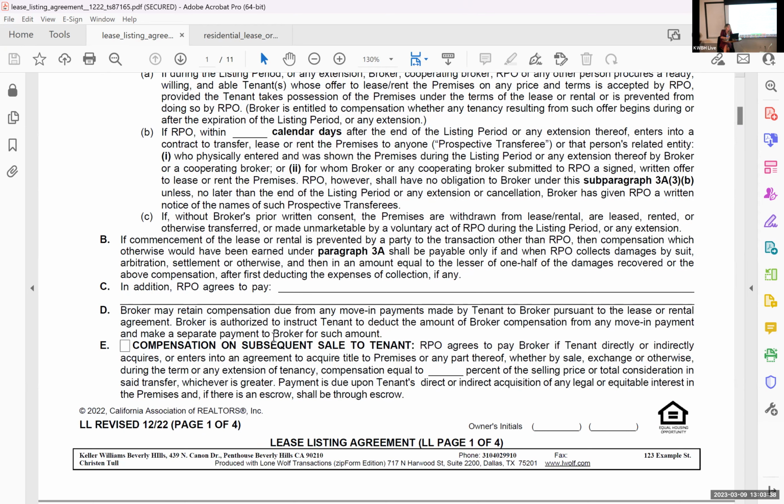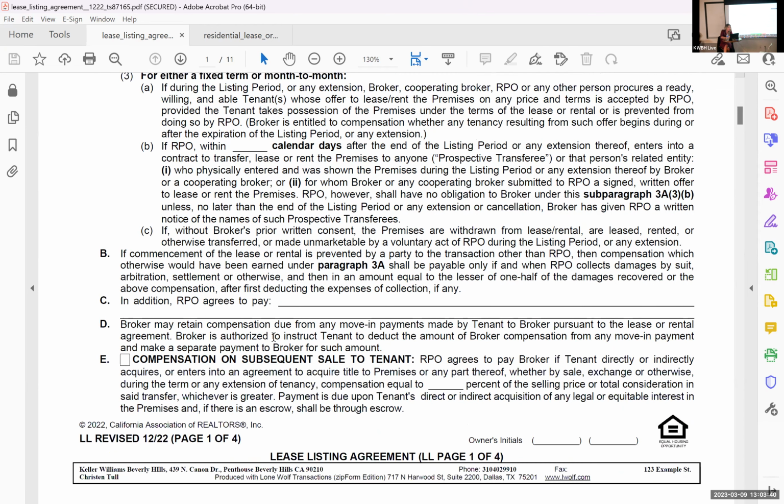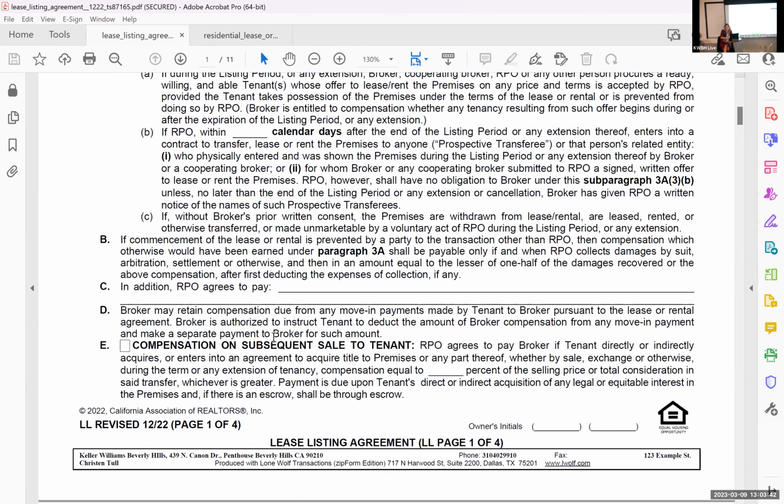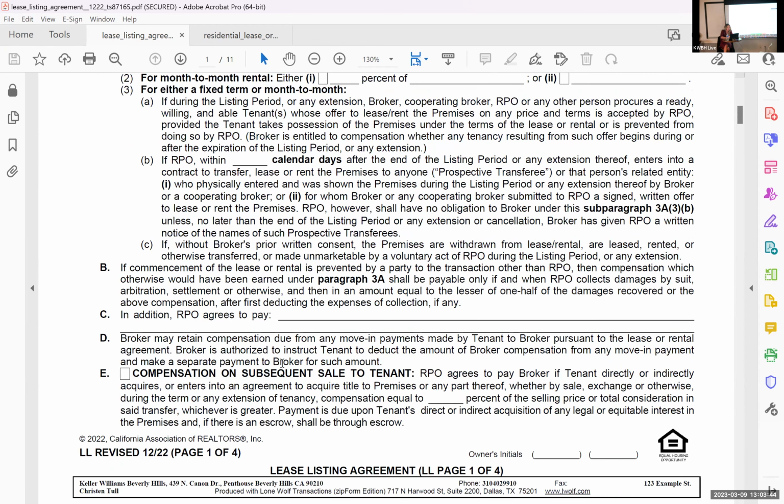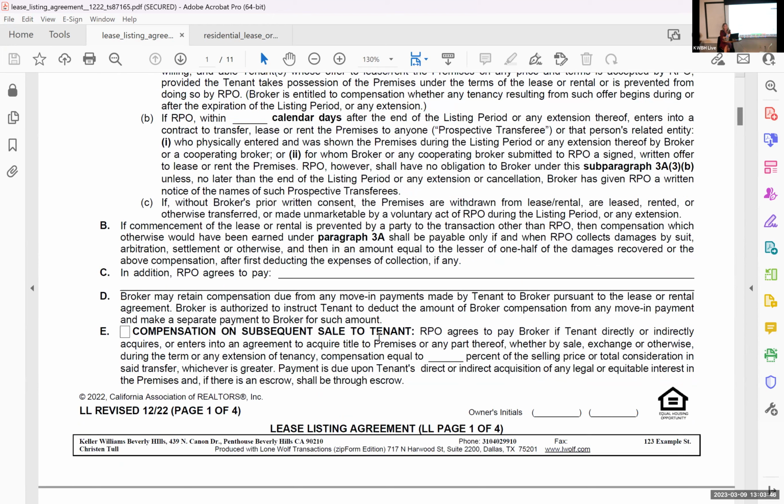All right, my favorite section in the entire lease listing agreement, the only one that I'm interested in, is 3E. If the tenant buys the property from you, landlord, I get blank % of the selling price, and I will represent you. What does that mean? It means if the tenant that leased from you during the time that I leased it for you buys it from you, you are required to work with me, and I am entitled to blank % of the commission.